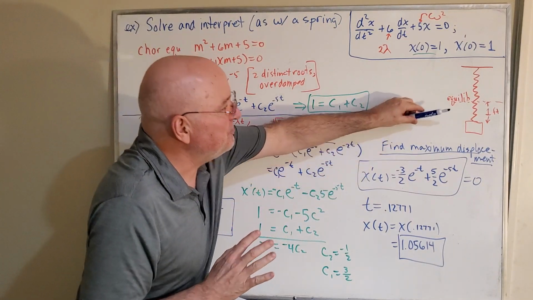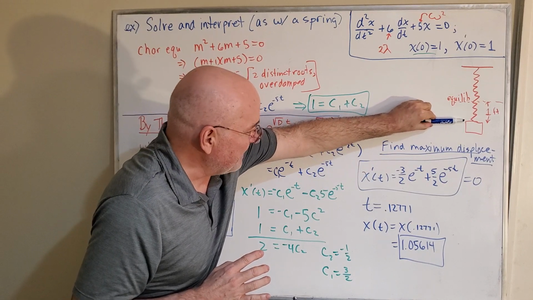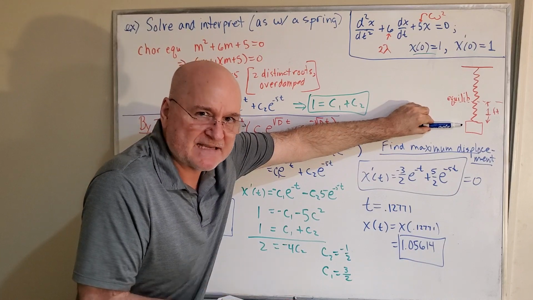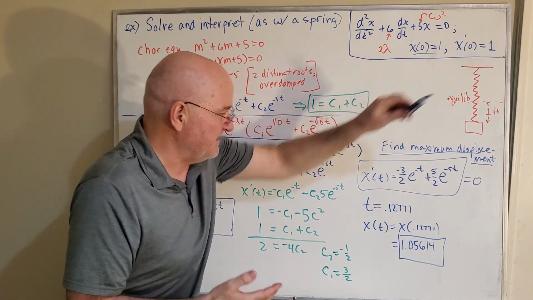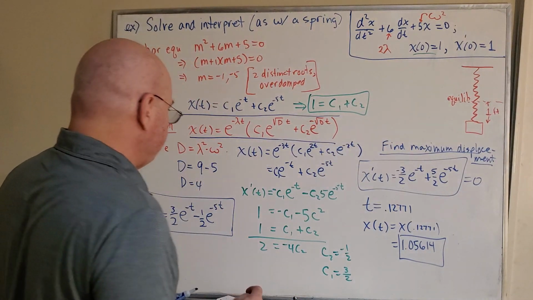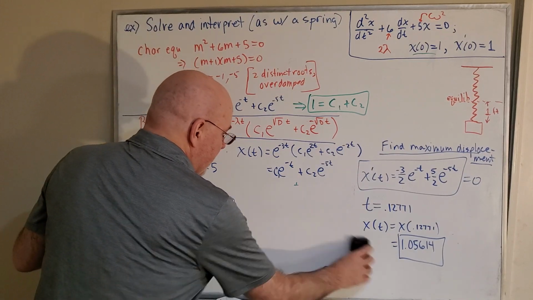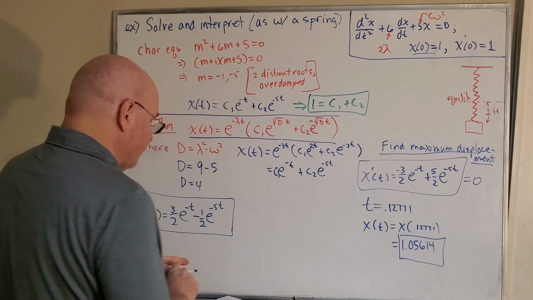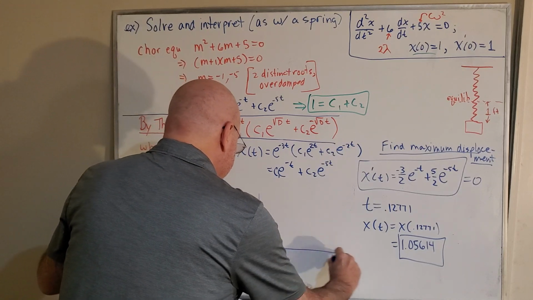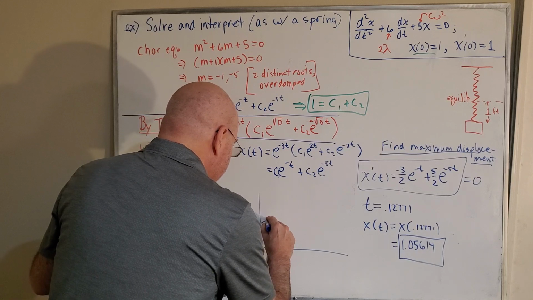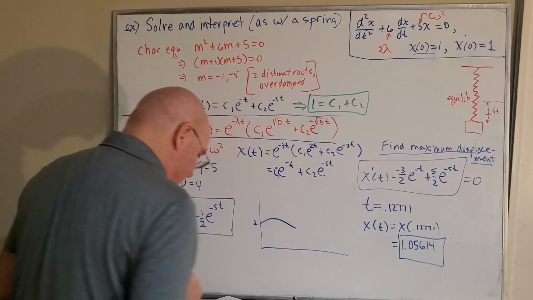So we can see that the velocity of 1 foot per second didn't contribute much. It started at 1 and it only pushed it to 1.05 before it reached the maximum distance away. And then it started coming back. The graph of x of t looks something like this. It starts at 1, it goes up, and then it comes down like that.